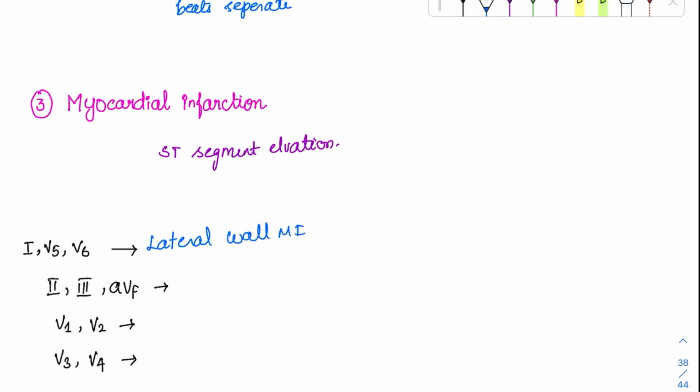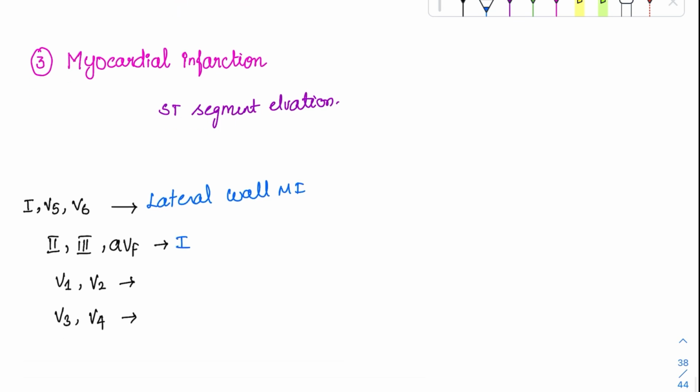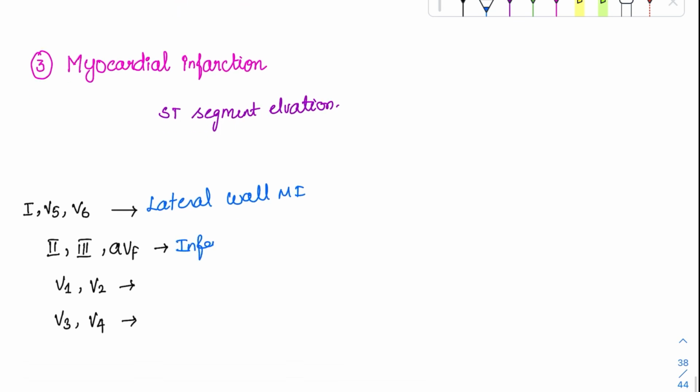Then which leads look inferiorly? Inferiorly, we have lead 2, lead 3 and aVF. aVF is for the foot. So these three indicate inferior wall MI. Then leads V1 and V2 are located on the anterior side of the heart, so it is called anterior wall MI. The ST segment elevation will be seen in these particular leads.